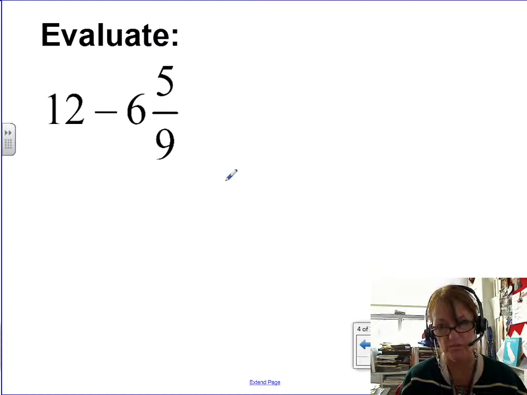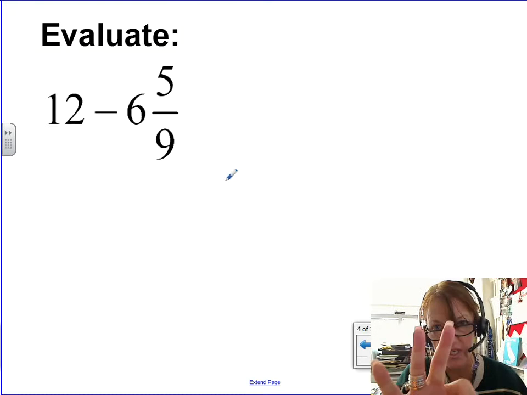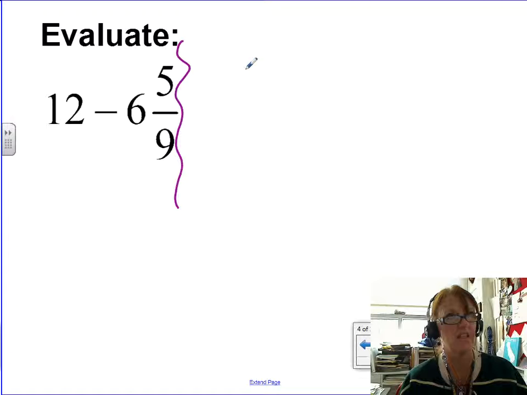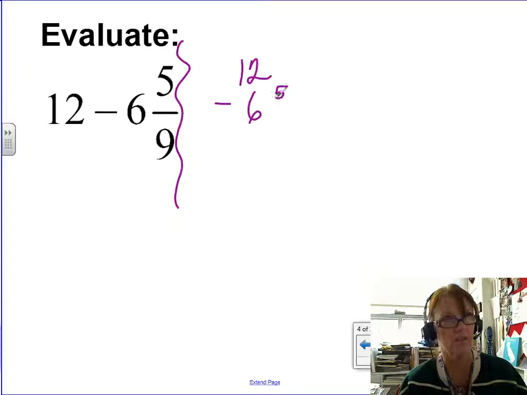So here's your first example. There's only 3 today, okay? Notice this is written horizontally, and I just hate that. I hate it, hate it, hate it. I need to write math when I'm adding and subtracting vertically. So here we go. 12, plain old whole number, and you're going to subtract 6 and 5/9.